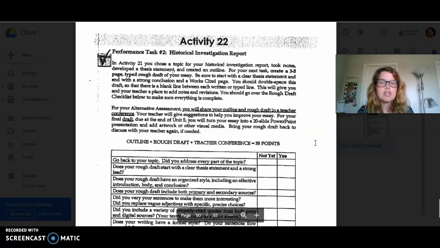So you've chosen it, you've done your outline. Next is to do the 3 to 5 page typed rough draft of your essay. Remember that you do need a works cited page and your citations. This should look like a completed essay.